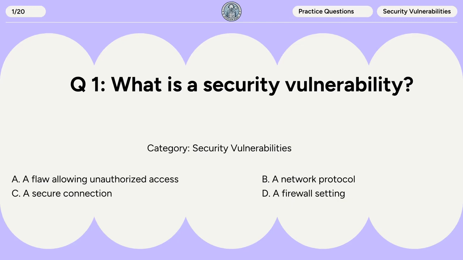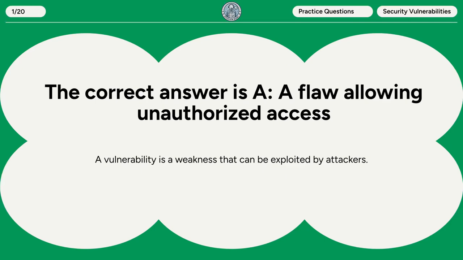Question 1. What is a security vulnerability? A. A flaw allowing unauthorized access. B. A network protocol. C. A secure connection. D. A firewall setting. The correct answer is A. A flaw allowing unauthorized access. A vulnerability is a weakness that can be exploited by attackers.